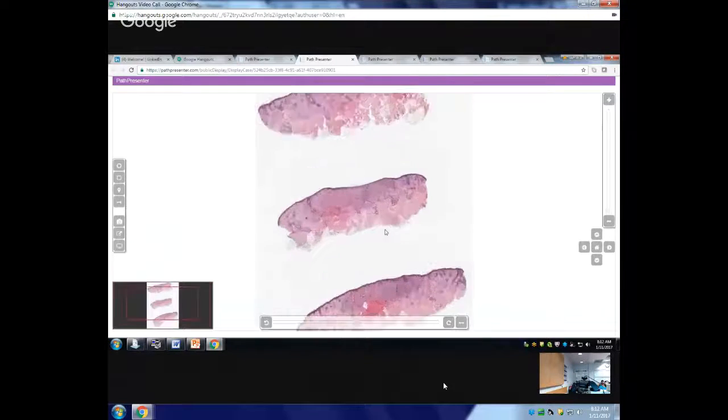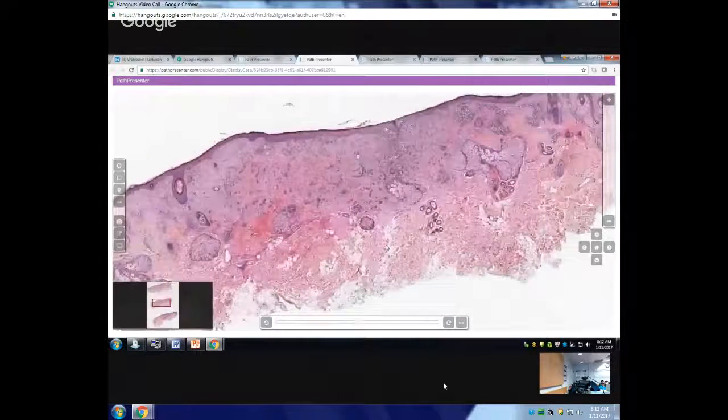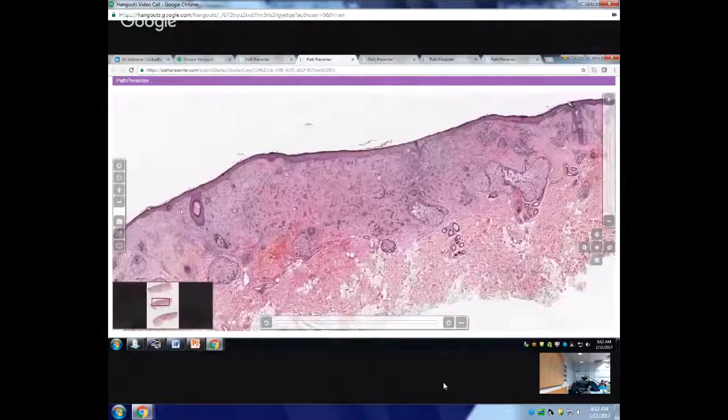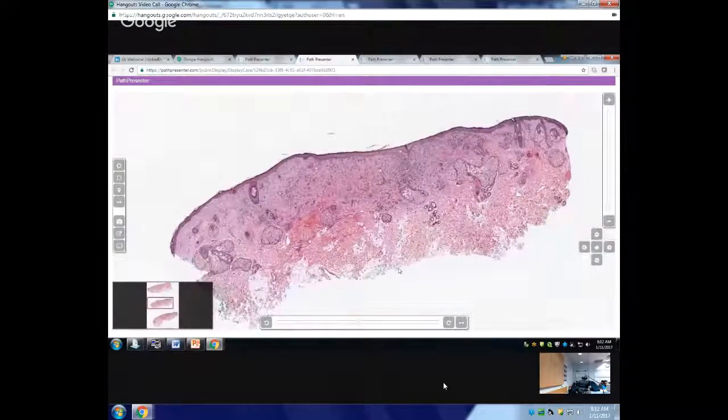Okay, here's the slide now. When you look at this slide, it is composed of these basaloid nests that are infiltrating. The other very important feature to look at in low power is: is it infiltrating to the lower part of the biopsy, or is it limited? So this is more limited.